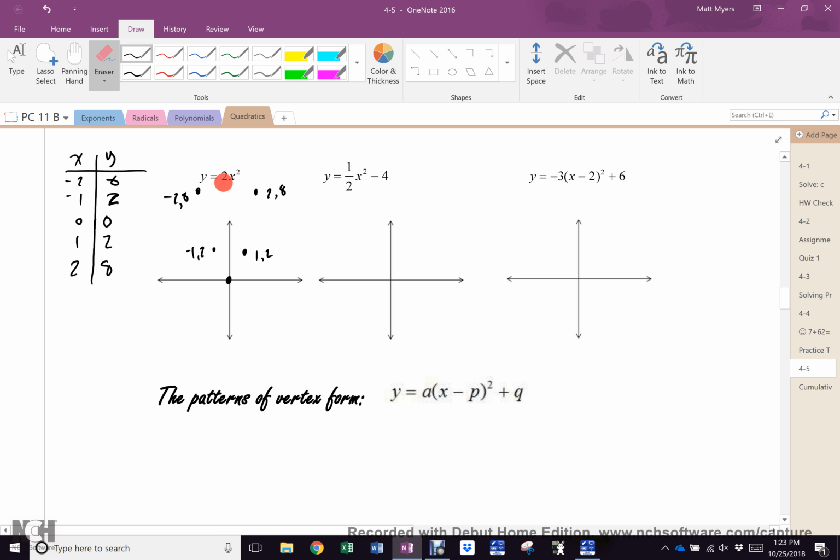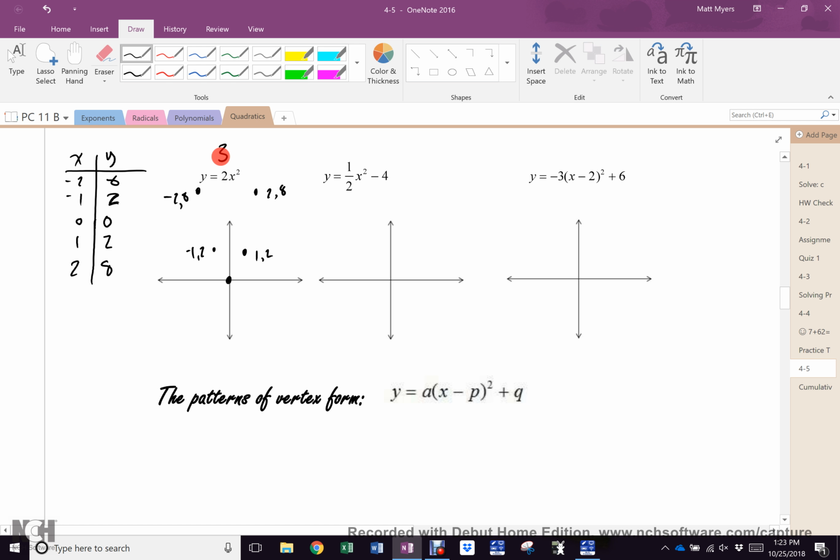So what does this number as a coefficient do? What does it do? Multiplies what? It multiplies the x, but what does it do to my parabola? It makes it stretch vertically by a factor of what? 2.